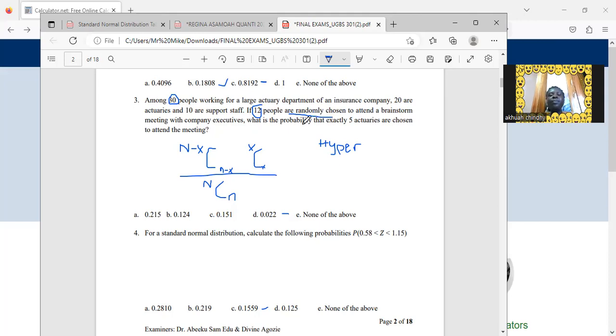And then they are saying, what is the probability that exactly 5 actuaries are chosen to attend the meeting? So now they've narrowed it to only actuaries. So now our goal is to pick an actuary. Any way you pronounce it. So now because they've narrowed it to only actuaries, it means that our big S will become the actuaries figure. And then the small x will become this 5. I don't know whether you are getting me.